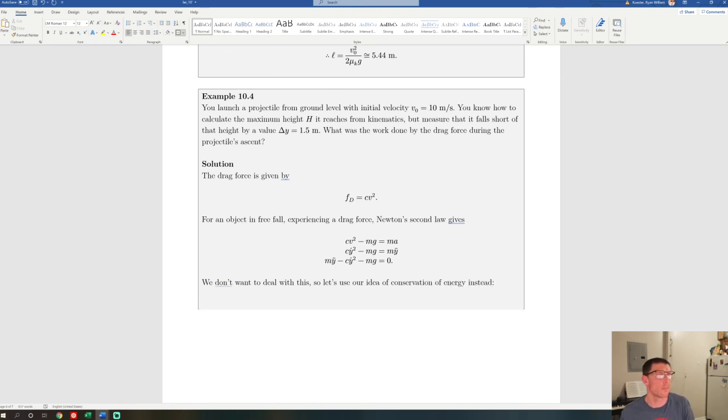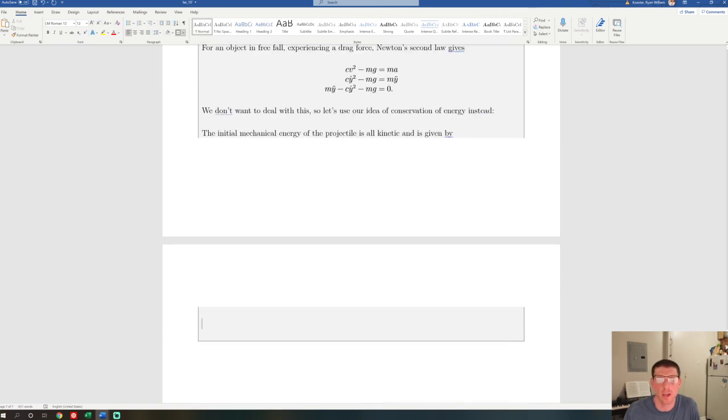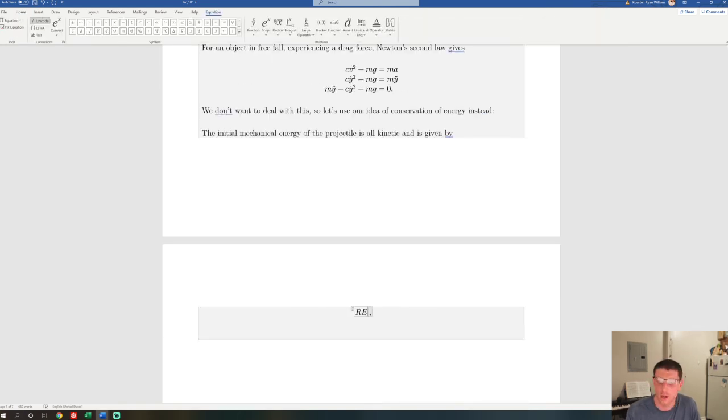Okay, so this is similar to before, right? The initial mechanical energy of the projectile is all kinetic, right? Note that we're implicitly choosing our y equals 0 to be at the ground level, the starting height of the projectile, and it is given by, this was pretty much the same thing we had before, so this shouldn't be terribly surprising. We're going to write E naught equals 1/2 m v naught squared, okay?